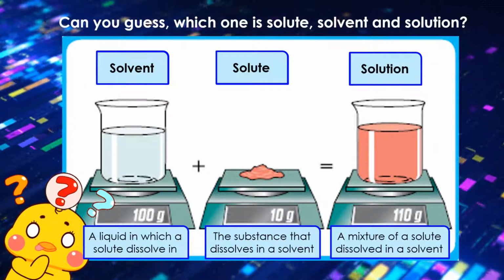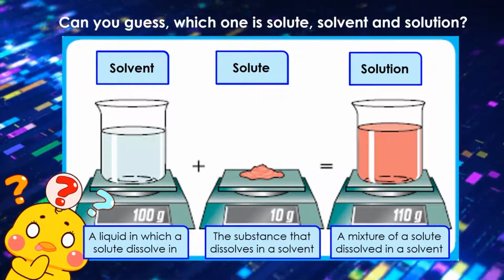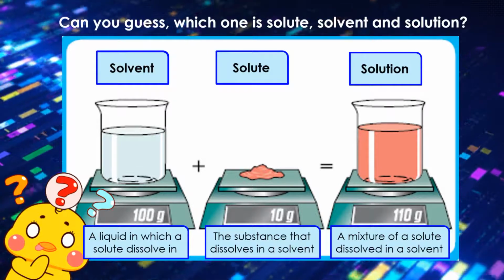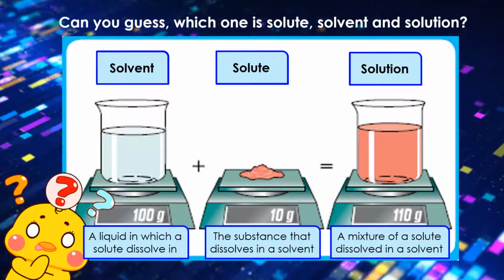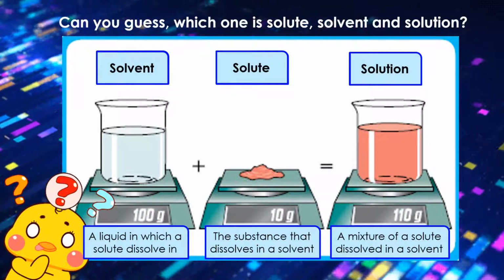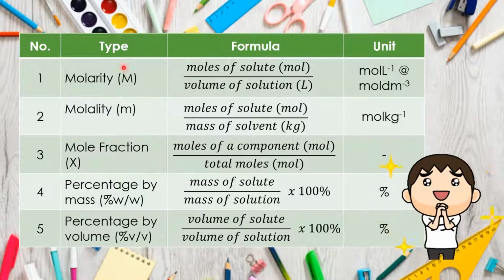Solvent is a liquid in which a solute dissolves, while solute is the substance that dissolves in a solvent. Meanwhile, solution is a mixture of a solute dissolved in a solvent. These are the formulas that we are going to use for the next calculation: the formulas of molarity, molality, mole fraction, percentage by mass, and percentage by volume.